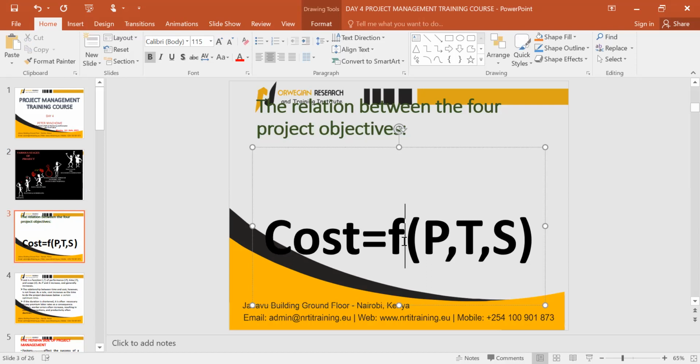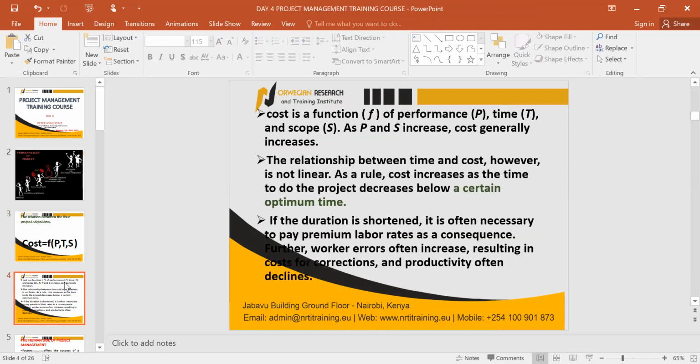There's a direct relationship between these two, which simply means that increasing one of the parameters inside here may affect the cost. Let's move to the explanations. Cost is a function of performance, P; time, T; and S, scope. As P and S increase, cost generally increases. That is, there is a direct proportionality between cost and these other variables in that equation.